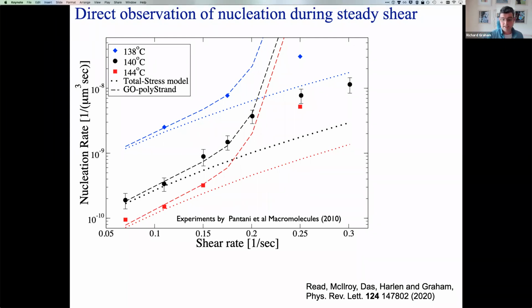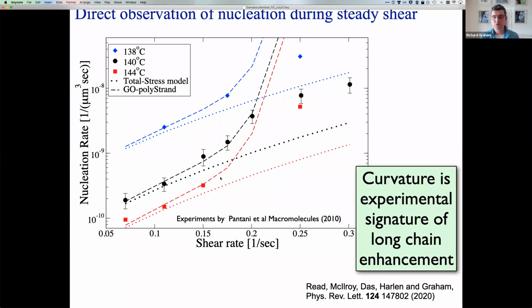But if you do that kinetic Monte Carlo step, so use this free energy that we wrote down, and in particular account for the fact that long chains are more concentrated in nuclei than they are in the melt, then you will pick up this curvature and get much closer to the experiments. So we made a couple of conclusions from this. The first one is this curvature in this log linear plot is an experimental signature of a long chain enhancement, which is there in our model. That's something that emerges from the physics of polydispersity.